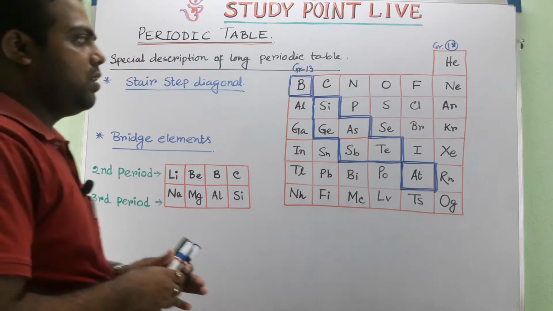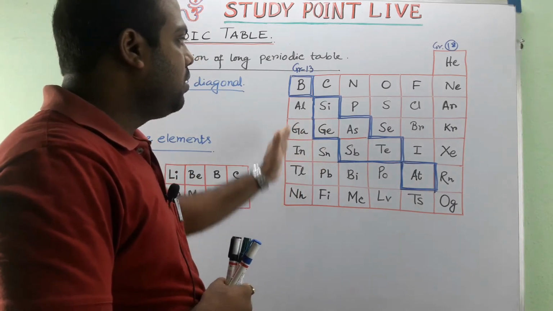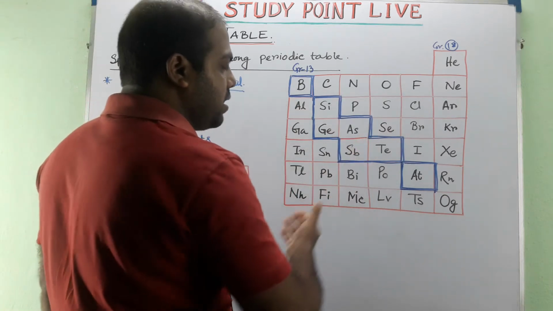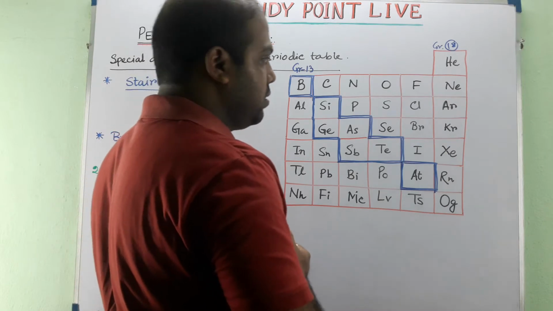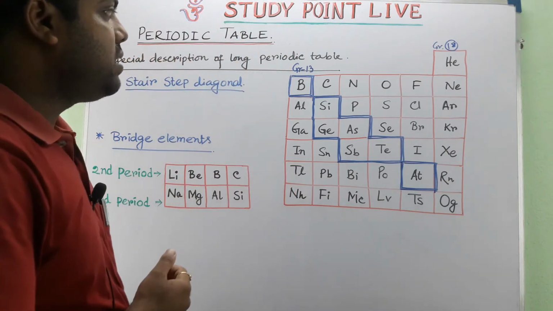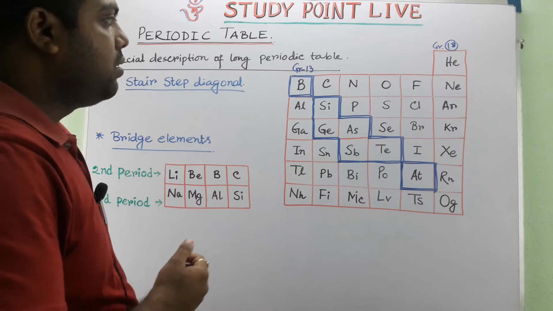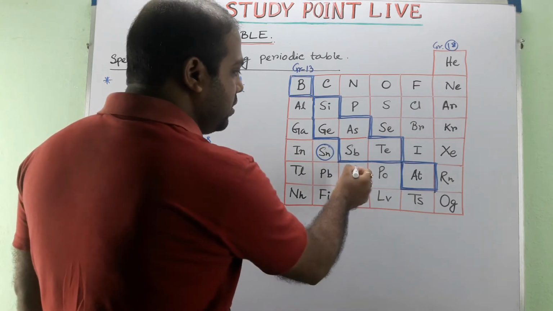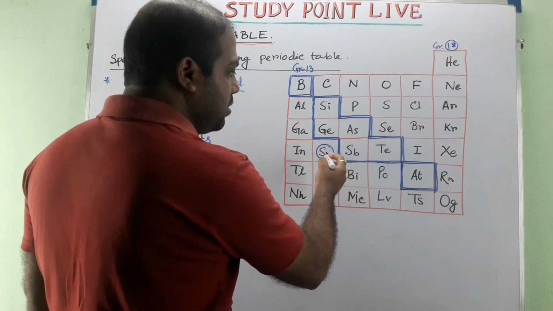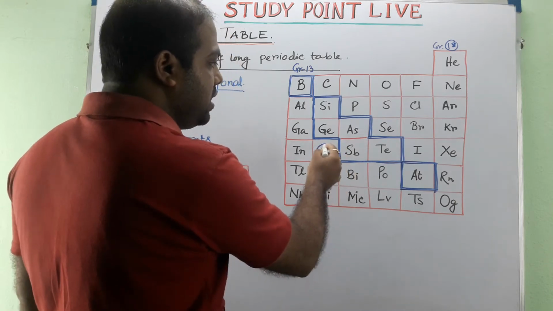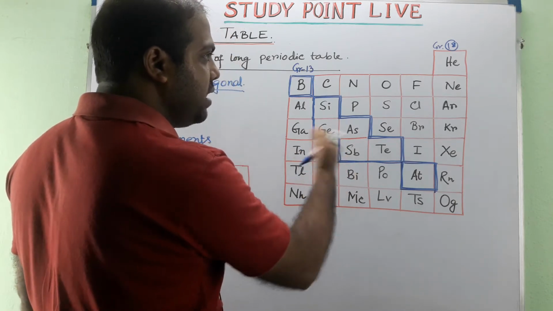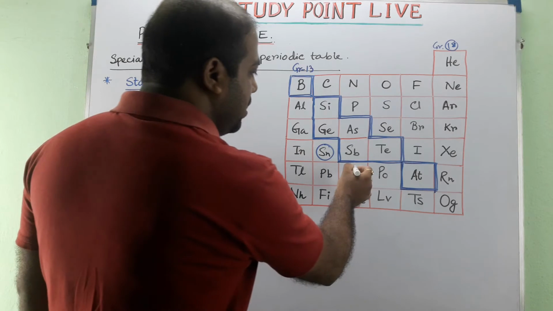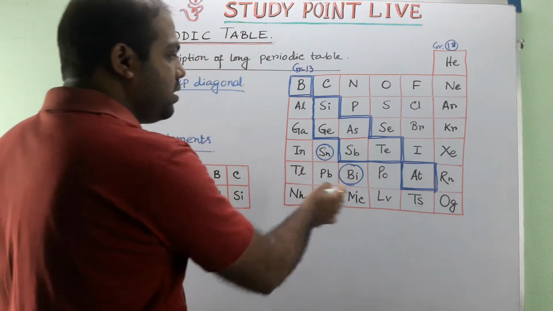On the left side of the staircase, metals are there, and on the right side of the staircase lie non-metals. Some metalloids touch the staircase, like Sn: stannous, stannic or stannum. Actually this metal is stannum. The higher oxidation state of this metal is known as stannic, and the lower oxidation state is known as stannous. And bismuth, they are the metalloids.